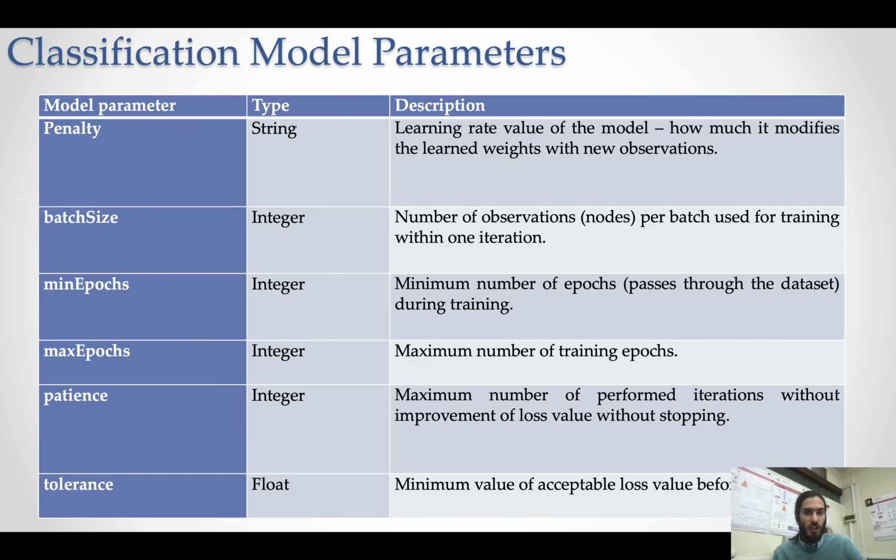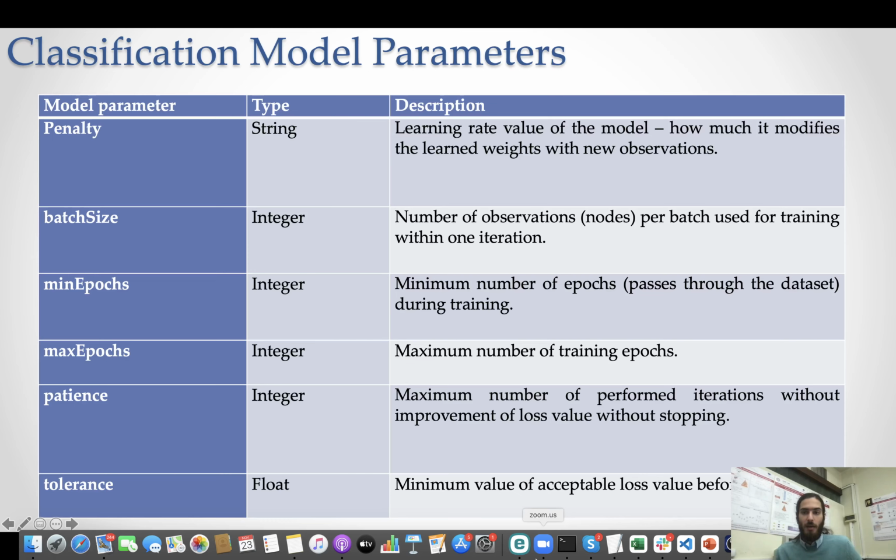Now let's see which are the candidate model parameters. The first one is penalty. It's the learning rate value of the model. It's commonly called alpha or something like this in other frameworks, and it says how much the weights will be adjusted and modified when we observe some new data. So it depends on the error that we get during classification and how much this new information would affect the classifications in future. Batch size is the number of observations used for training within one iteration, like the number of nodes that we want to use in one training iteration.